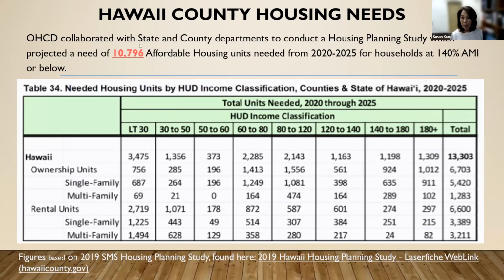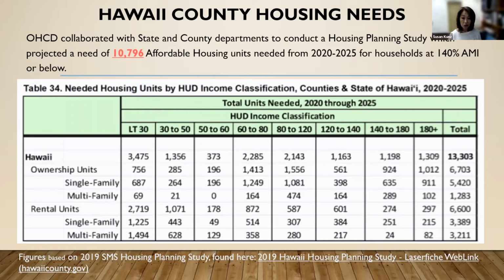So the 10,000 unit need is the number that's taking us up to this 140% count column here. But you see that this chart also includes AMIs up to 180%. So sometimes you hear people talk about 10,000 units is the need. Sometimes you hear 13,000 units. This is where that 13,000 unit number comes from right here. And it includes units from 30% AMI up into 100% AMI.